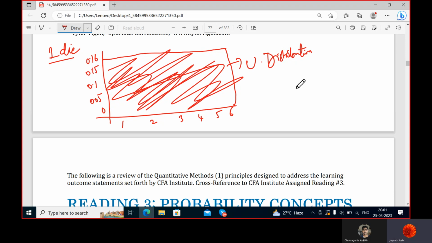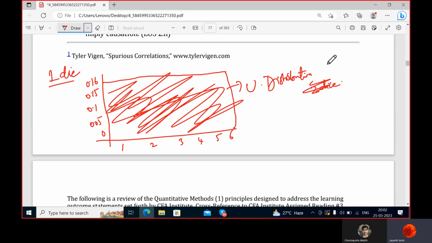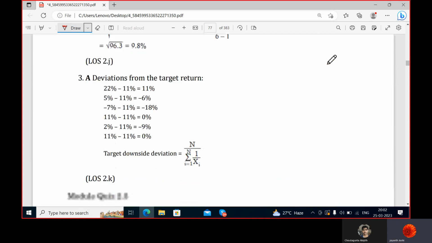Now, point number two is, I take two dice. I'll just put it here. Yeah, if I take two dice.